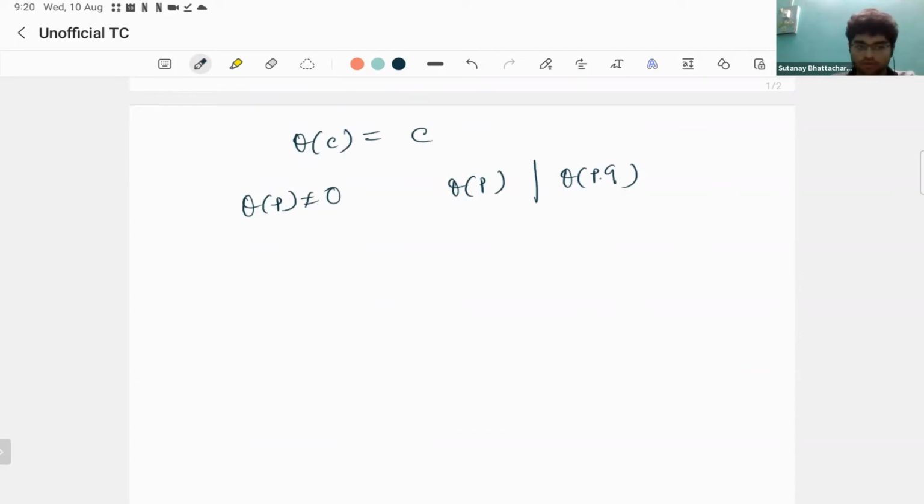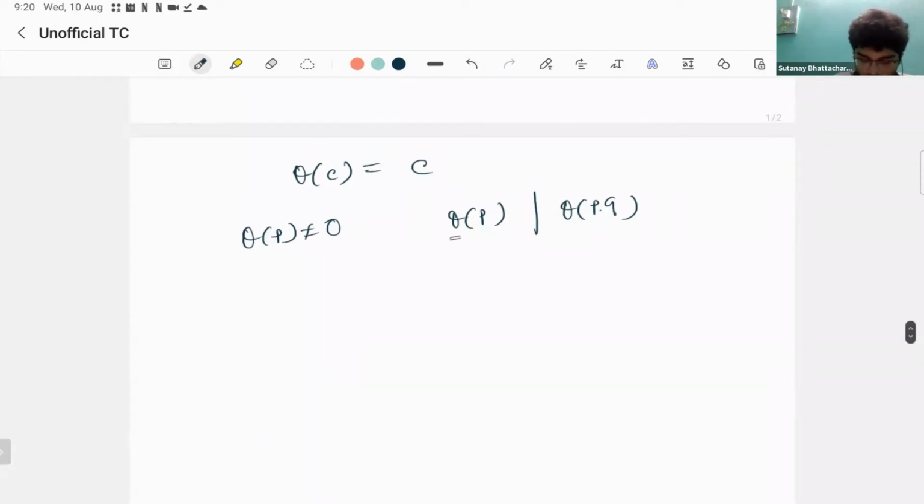Theta is not a polynomial. Oh, yes, theta is a function from a set of polynomials to integers. It's complicated to wrap your head around, but yeah, theta is not a polynomial.